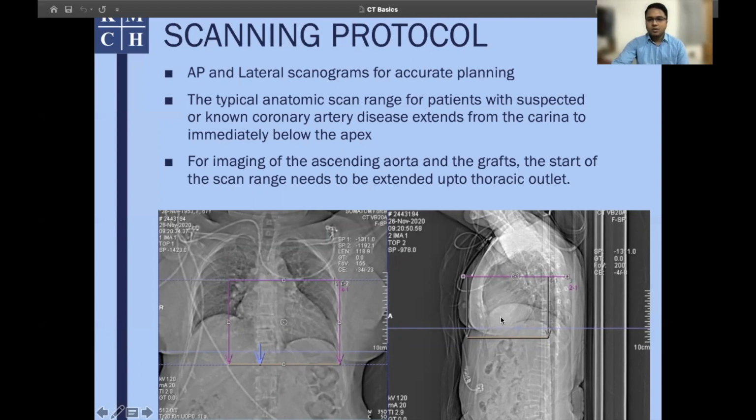On the lateral topogram also, you'll have to see that this is the left dome of diaphragm, the right dome of diaphragm, which is at a slightly higher level, and the apex is lying on the surface of the left dome of diaphragm, so that you cover the heart, so that the covering plane is just below the left ventricular apex, so that you don't cut a part of the heart while scanning.